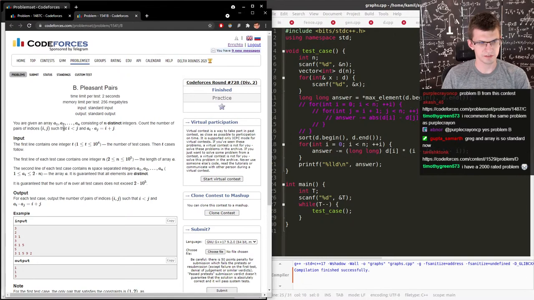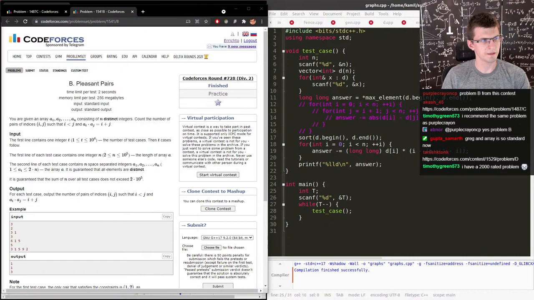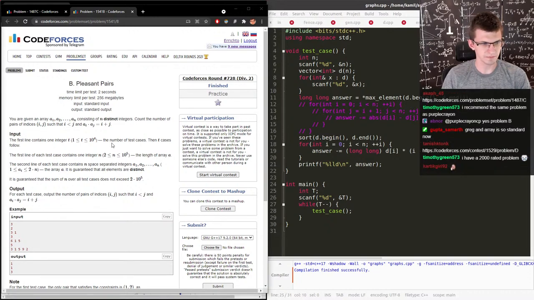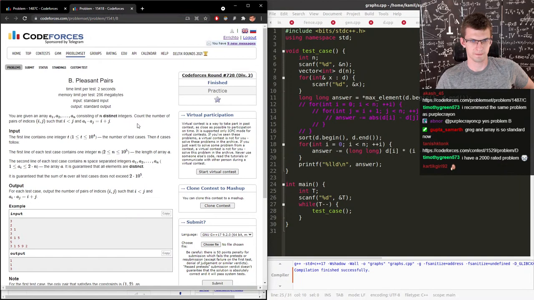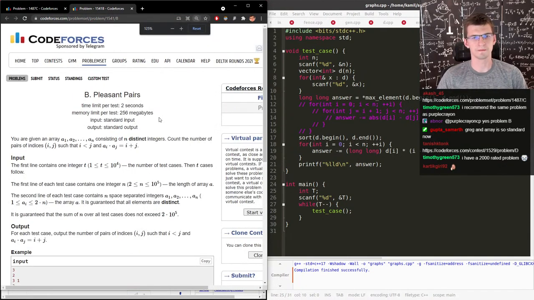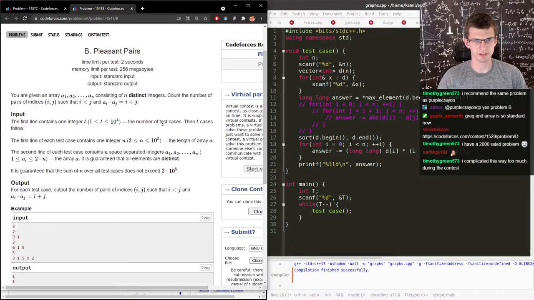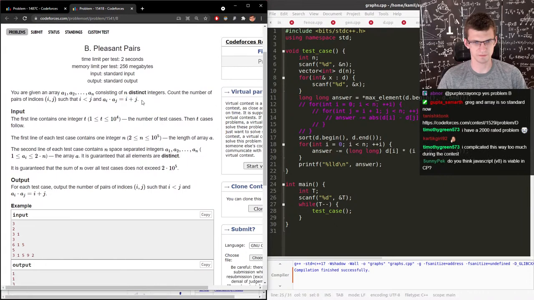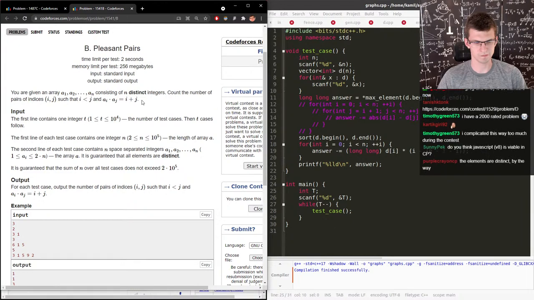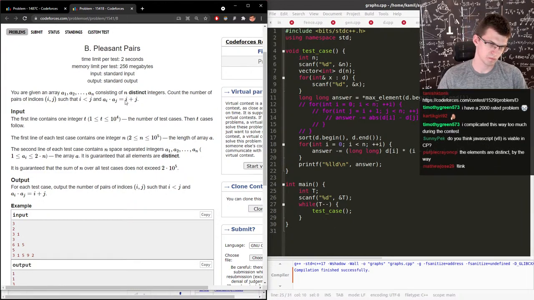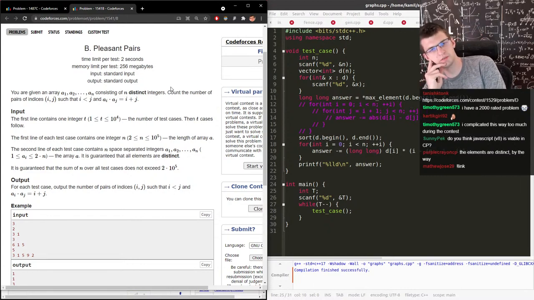Count the number of pairs. Huh. Right. I remember a similar harder problem. I'm not sure. All right, let's do this. I have a 2000 rated problem, then not today. Count pairs such that the product of two values is equal to the sum of indices. This suggests that those two values should be small. But what if all the values in the array are small?